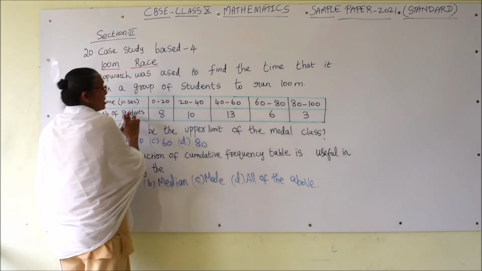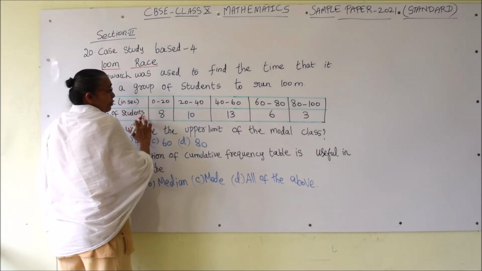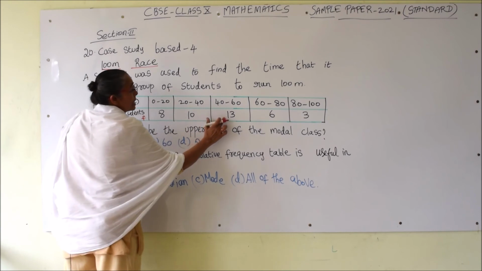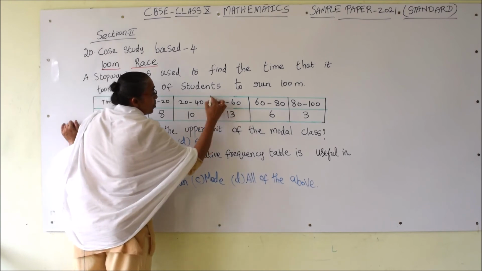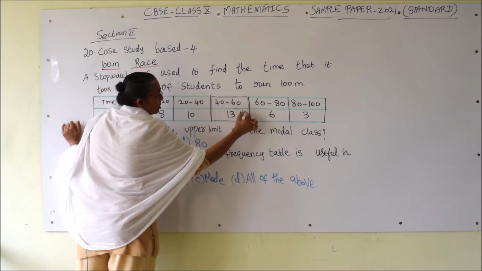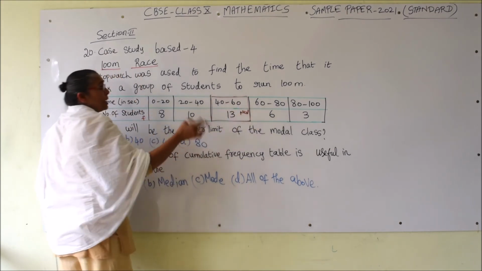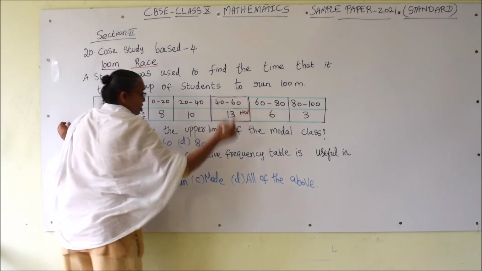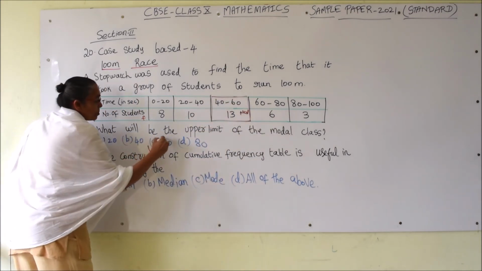Now, where is the frequency? This is the frequency for you. So, where the frequency is highest, 13 is the highest number. So, this is our modal class, and for this modal class, what is the upper limit? Upper limit is 60. So, option 60.